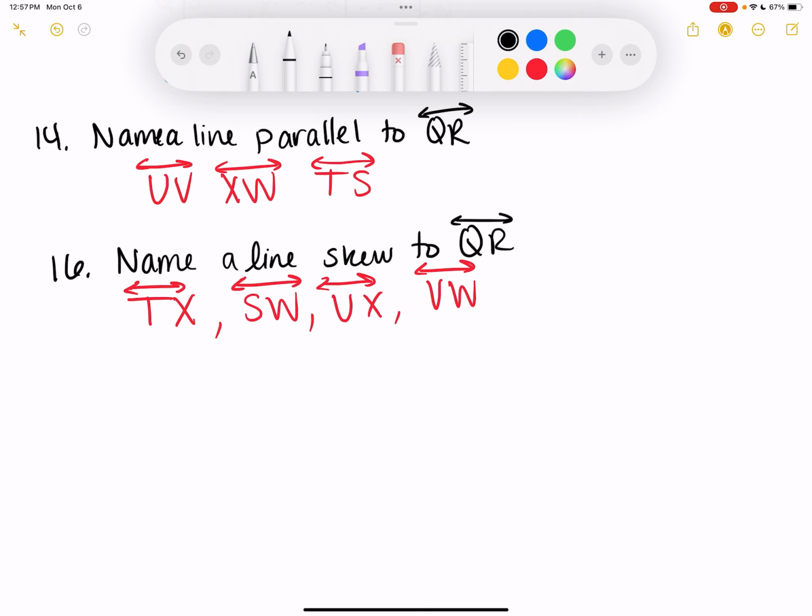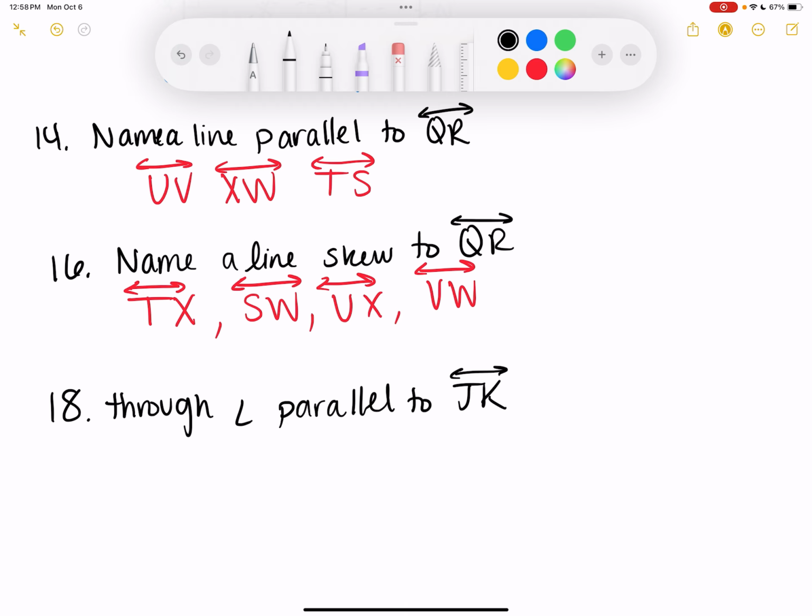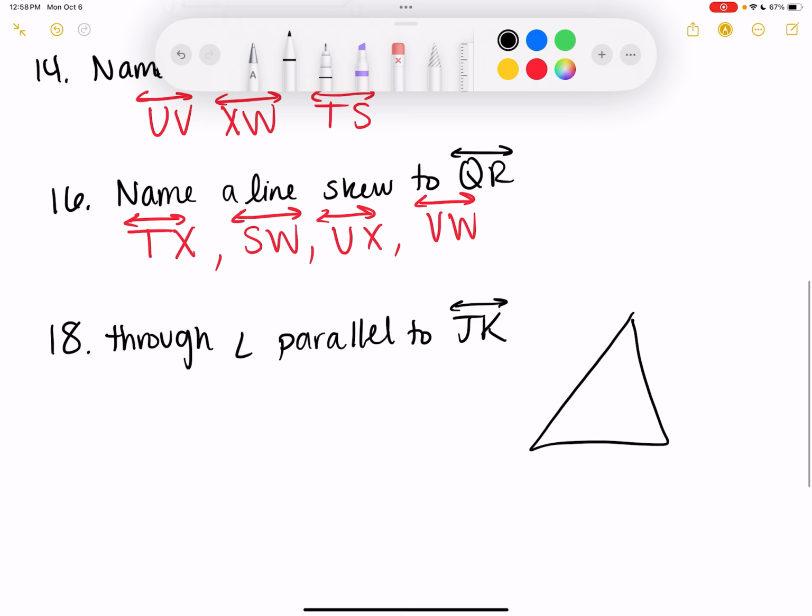The next thing says to apply the postulate. So we had 2 postulates in this section, the parallel postulate and the perpendicular postulate. So they have a triangle here. So let me do this. 18 through L, parallel to JK. Okay, so they have a triangle, and this is J, this is K, and this is L.